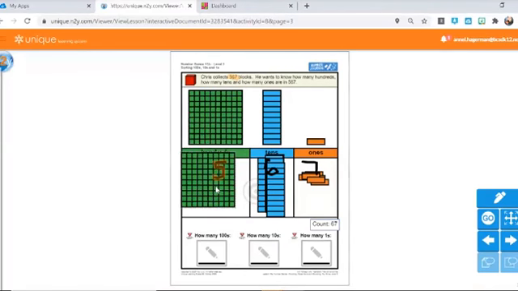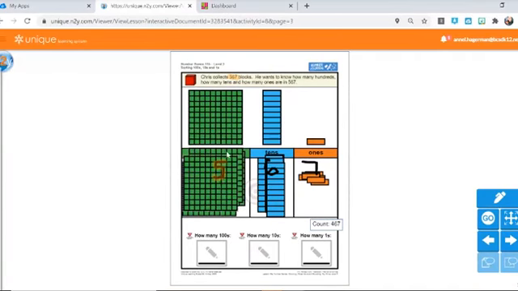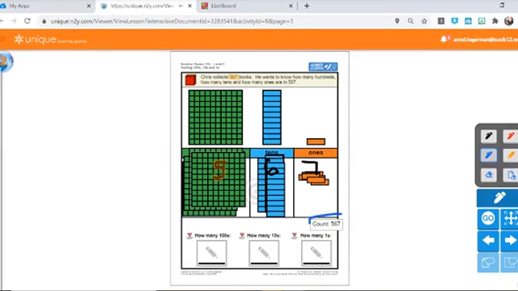100, 200, 300, 400, and 500. All right, so this little box is telling you if you're on track to get the answer. That's your little counter right there. So now I'm just going to put my number in here. How many hundreds? 5. How many tens? 6. How many ones? 7.